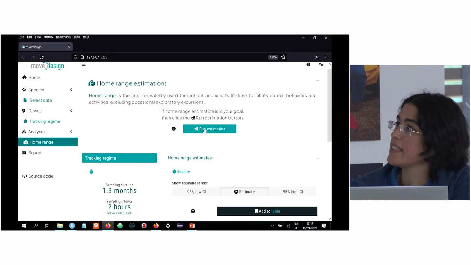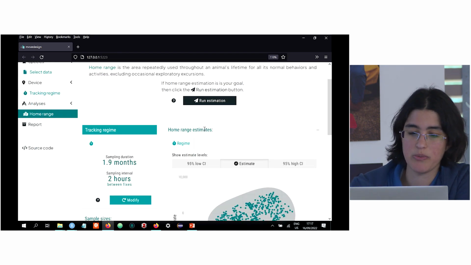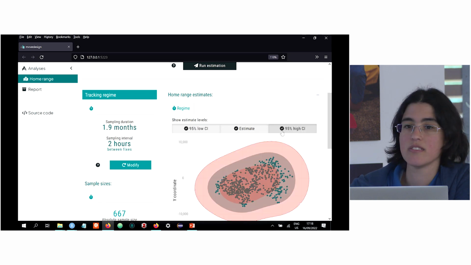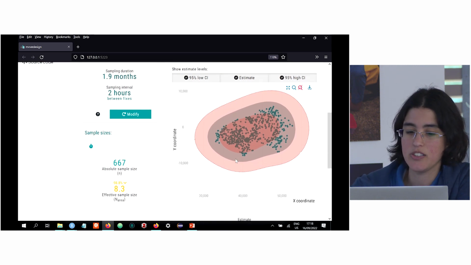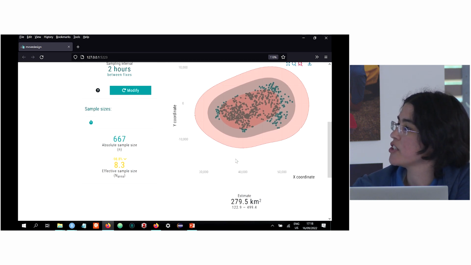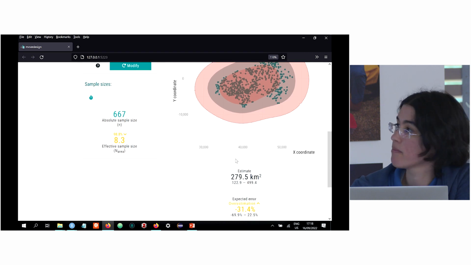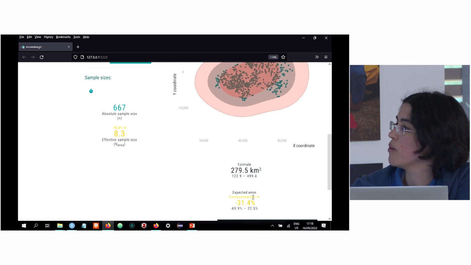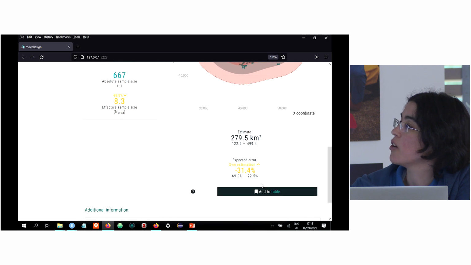In this case, we're going to run the estimation of the home range, which is fast because we're not looking at a lot of data here. So we can see what the home range estimate would look like. And the main thing here is that it's very uncertain for this tracking regime, right? The confidence intervals are very wide, so we're not very sure about this home range estimation. And if we keep going down, we can see that we are expecting an overestimation of this home range.